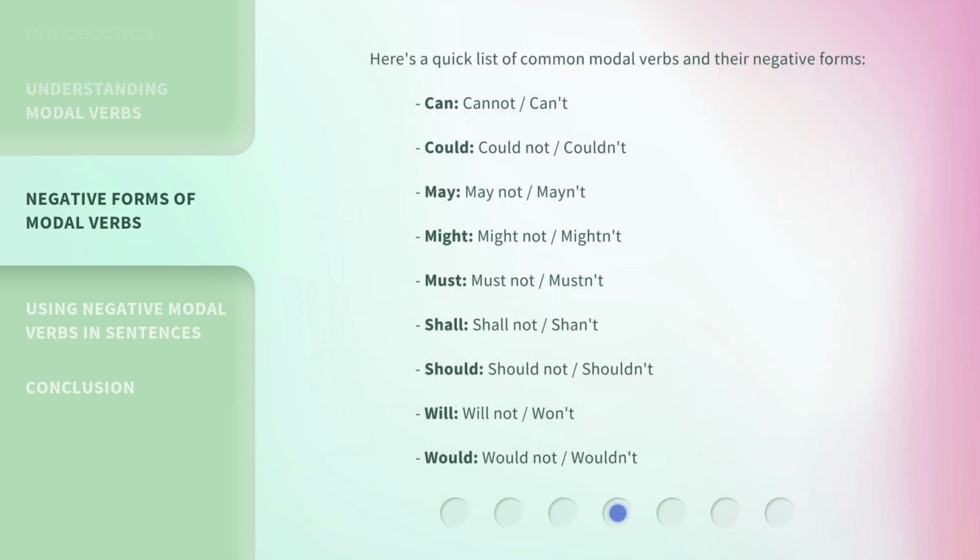Here's a quick list of common modal verbs and their negative forms. Can, cannot, can't. Could, could not, couldn't. May, may not, mayn't. Might, might not, mightn't. Must, must not, mustn't. Shall, shall not, shan't. Should, should not, shouldn't. Will, will not, won't. Would, would not, wouldn't.